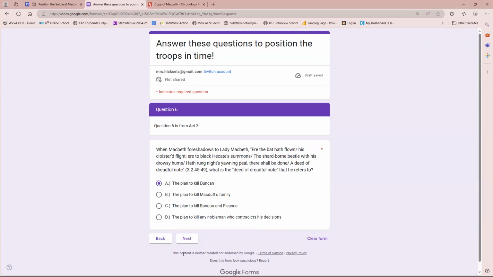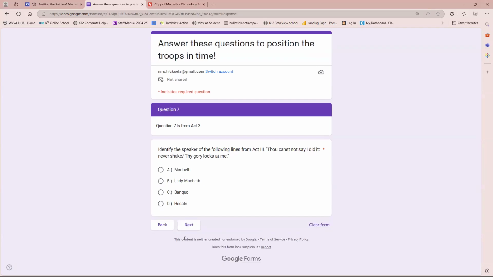Nope. So maybe it is the king. So see, you saw two there were wrong. So I'm going to try C. And it was Banquo. Banquo was supposed to be his best friend, and he had him killed because the witches said that Banquo's son would become king. He tried to have the son killed, if you remember, but the son got away.